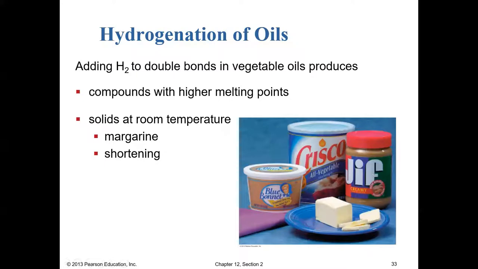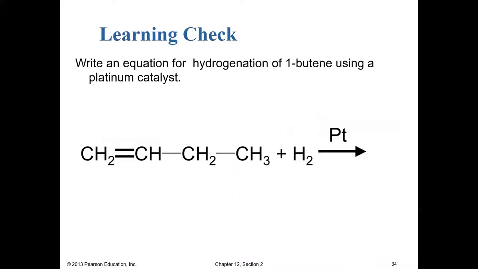We see this in hydrogenation of oils. This is how we can make margarine, shortenings, even peanut butter, anything that has hydrogenation in it or hydrogenated. In this case, when we add hydrogen across the double bond, we produce these solid forms of these oils. And they have compounds that have higher melting points. They're solid at room temperature. But this is where we can get into trans fat, and we'll talk about that later. But in general, this is just an example.